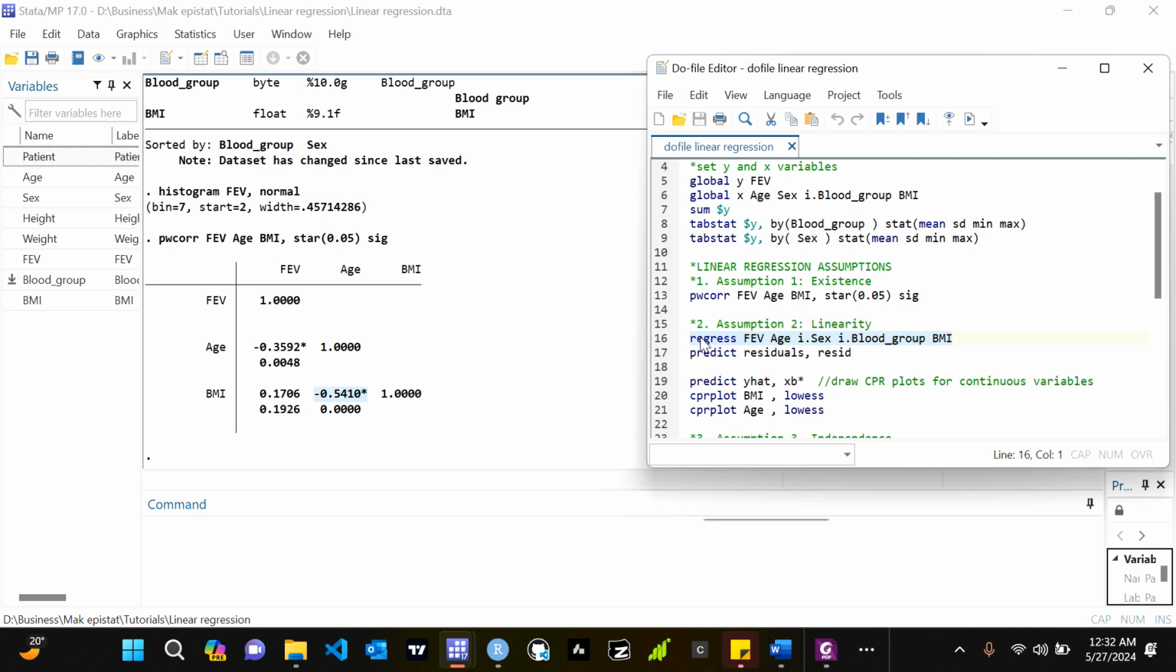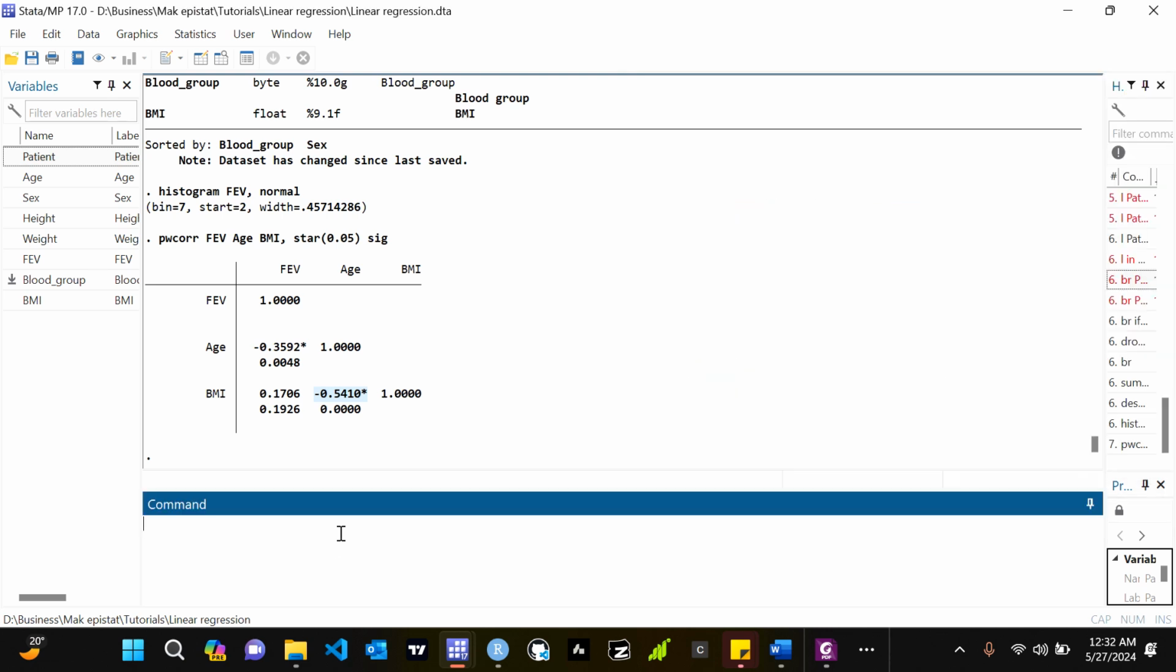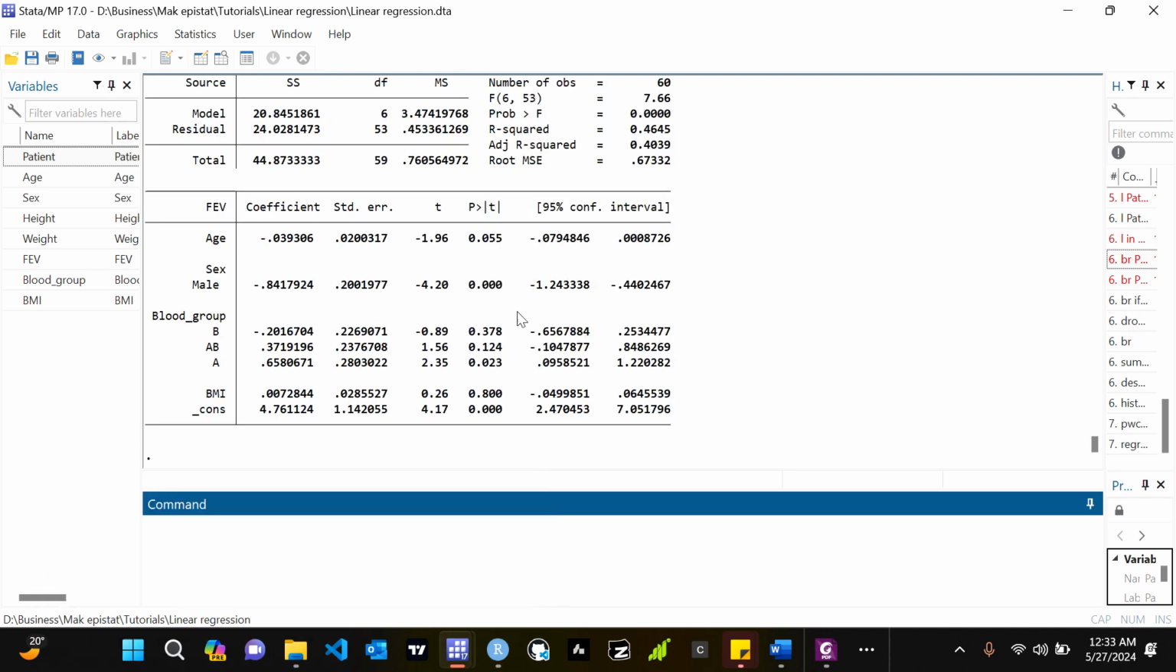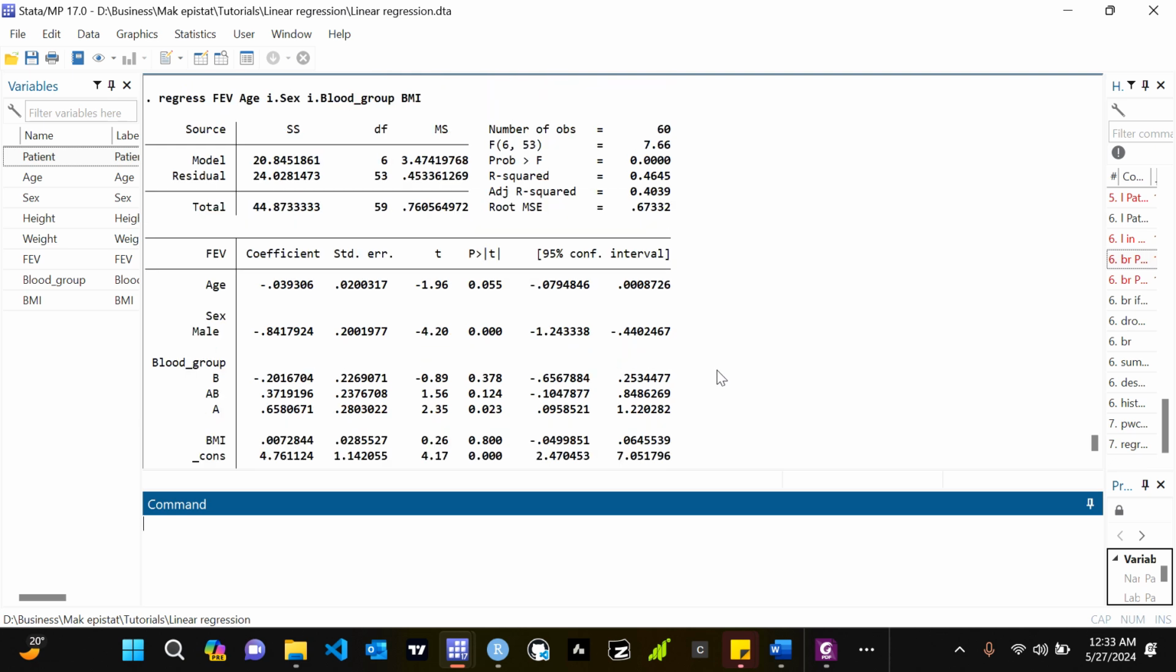Let's go ahead and run our regression line. The regression is, you just type regress. This is a linear regression, multiple linear regression. Regress FEV, the outcome, with the independent variables. For categorical variables, you can use i. to show the dummy variables, and we shall use BMI, age group, sex and age as our independent variables.